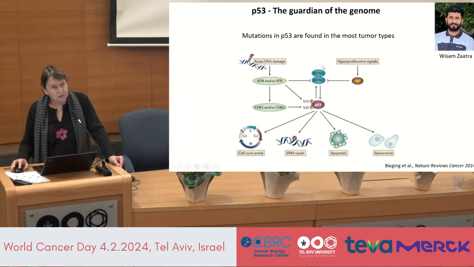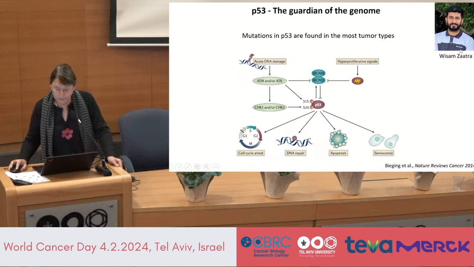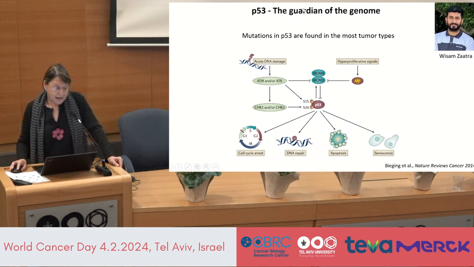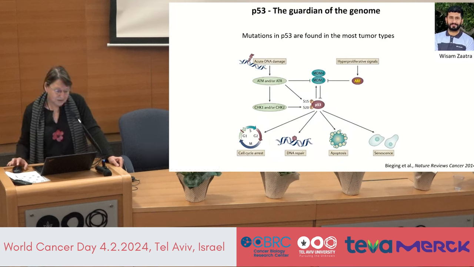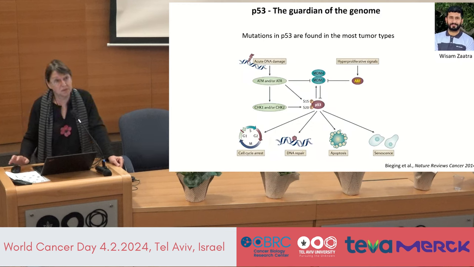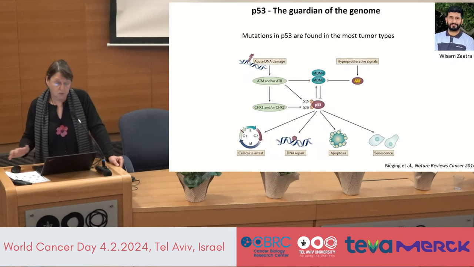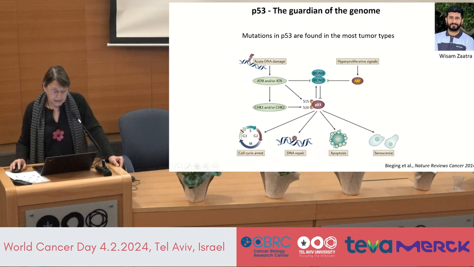And the tumor suppressor that we are focusing on is P53, and this work is performed by a very talented PhD student in my lab, Wissam Zatoa. And P53, which I guess is known to everybody here in the room, is regarded as the guardian of the genome. And mutations in P53 are found in the majority, more than 50%, of tumors of various types.